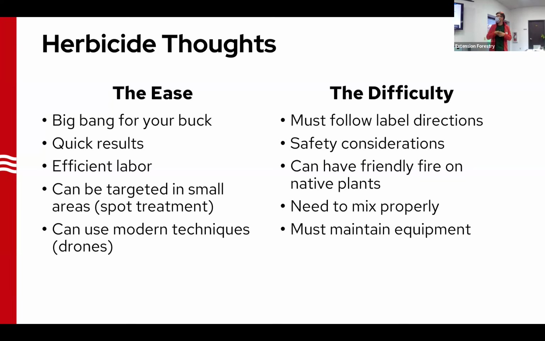The difficulty is we need to be sure to always follow the herbicide label directions. This is going to ensure that we have safety for ourselves, but safety for the environment. It's going to tell us how to properly mix up these herbicides. And then we have to be cognizant of the fact that there might be friendly fire on other native vegetation. We need to understand what the herbicide is doing, and we need to have an idea of the other plants that we want to keep in the forest. And we also need to ensure that we're mixing these herbicides properly and that we're maintaining equipment.